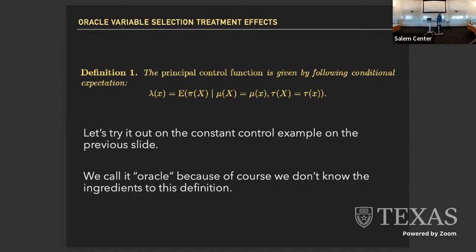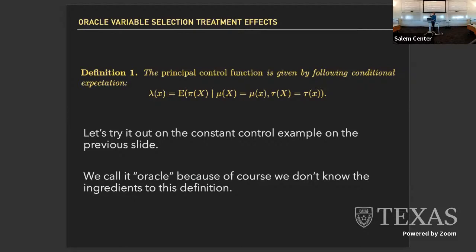It turns out that the principal control function is defined the following way. It's the expected value of the propensity function given the prognostic function and the treatment effect function. Okay? So obviously we don't know mu and tau. We're trying to estimate tau. So in that sense, it's not very helpful.